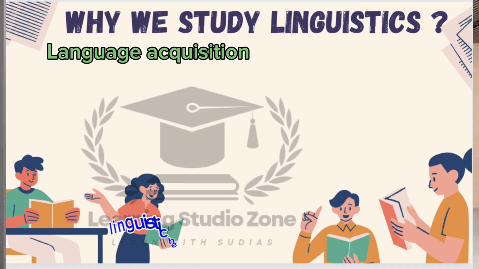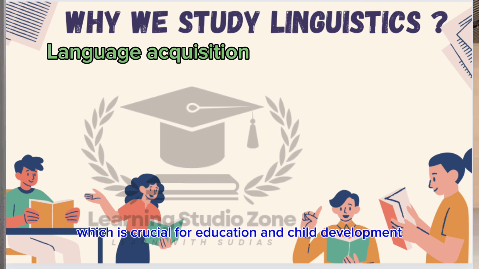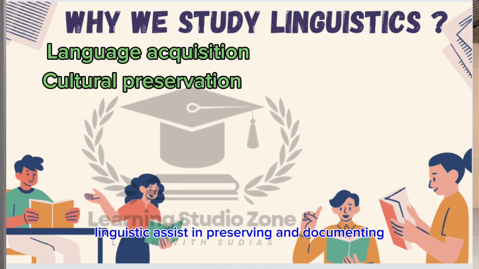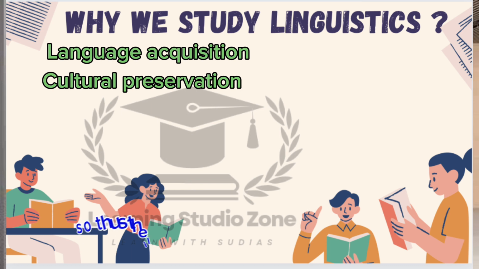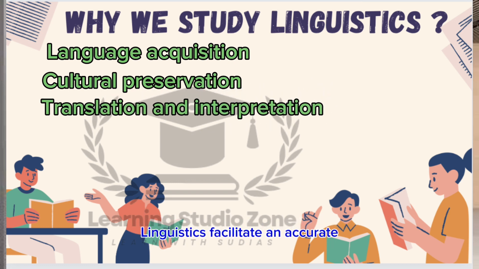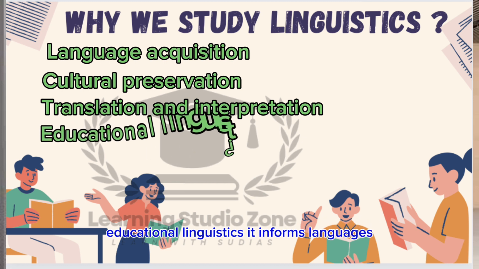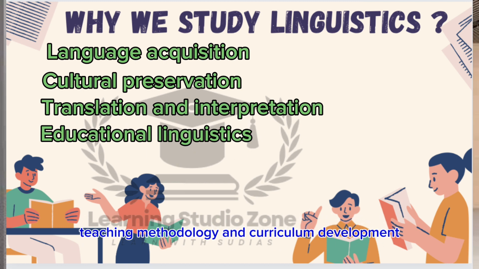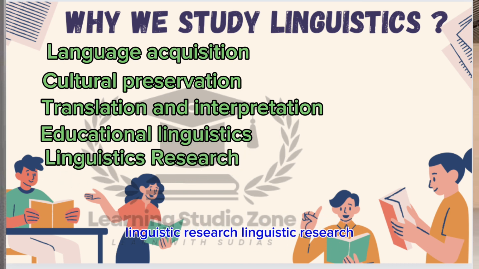In language acquisition, linguistics helps in understanding how humans acquire language, which is crucial for education and child development. Cultural preservation: linguistics assists in preserving and documenting endangered languages, thus safeguarding cultural heritage. Translation and interpretation: linguistics facilitates accurate translation and interpretation of language, vital for international relations, diplomacy, and business. Educational linguistics informs language teaching, methodology, and curriculum development, enhancing language learning outcomes. Linguistic research contributes to advances in various fields, including psychology, sociology, anthropology, and neuroscience.